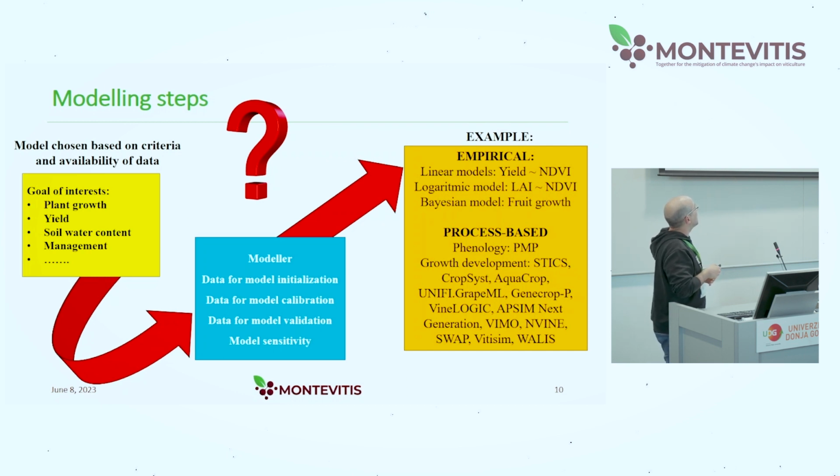In the case of process-based models, I put some of them. For phenology, for example, we have the PMP, the French software. For crop development, we have STICS, CropSyst, or other models that are general, that have the parameterizations also for grapevine, or more specific to grapevine, like the Unified Grape ML or GenCrop or some others.